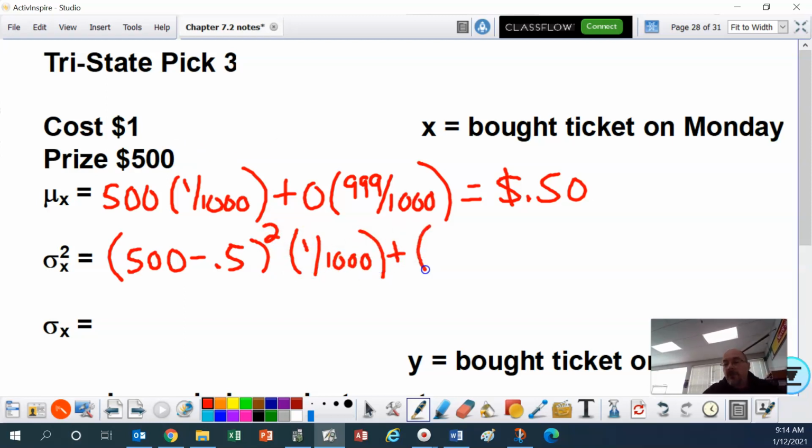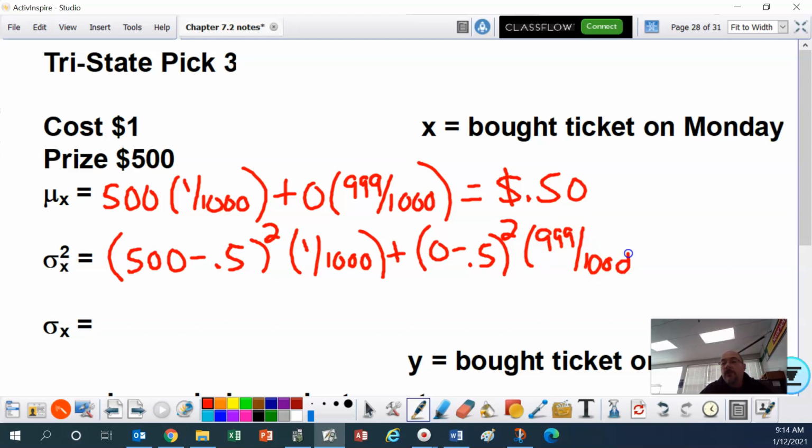Plus, now again, this part's not necessary, but I'm going to show it anyway. Well, no, this is necessary. You can't skip this. You do need to do this part. 0 minus the 50 cents squared times the 999 out of 1,000. So the variance, ladies and gentlemen, is 249.75. So type that in. You should get 249.75.